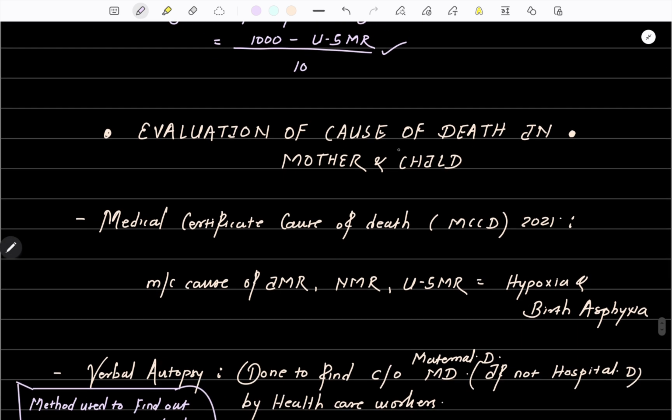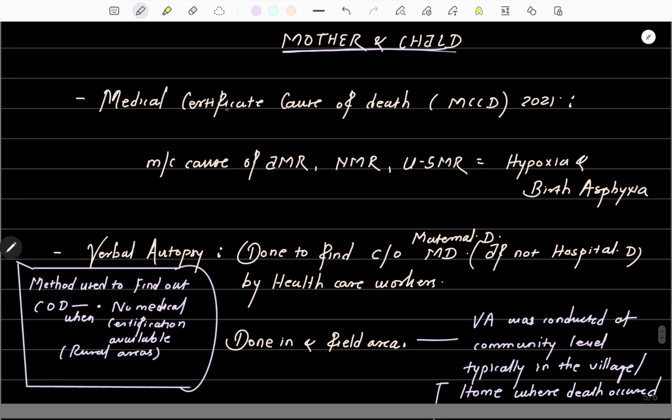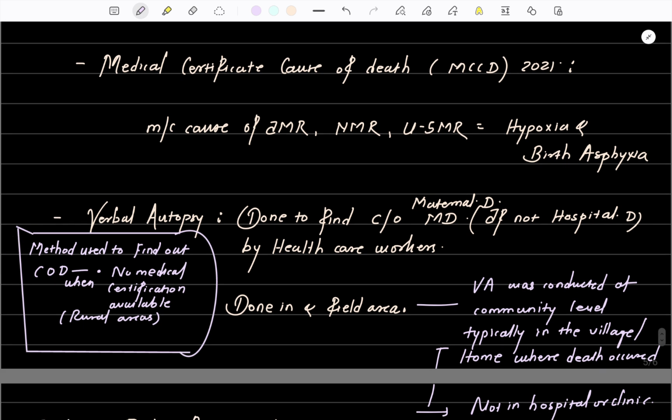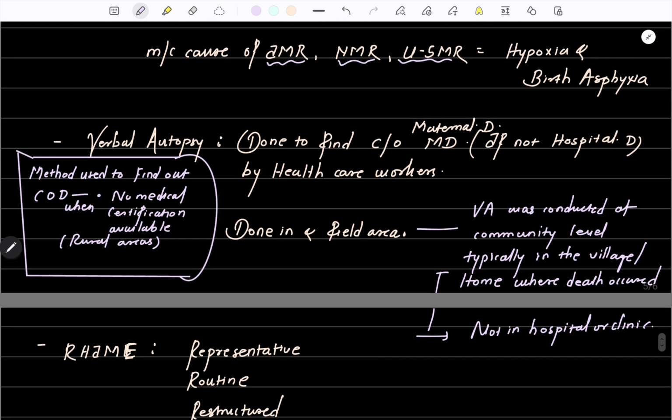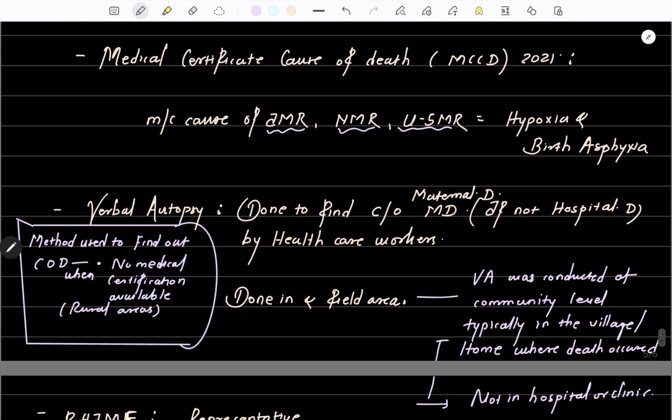Okay, evaluation of cause of death in mother and child. We are going to see this topic now. The medical certificate cause of death, MCCD 2021, actually gives information that the most common cause of infant mortality rate, neonatal mortality rate, and under 5 mortality rate are hypoxia and birth asphyxia. So these are the most common causes.